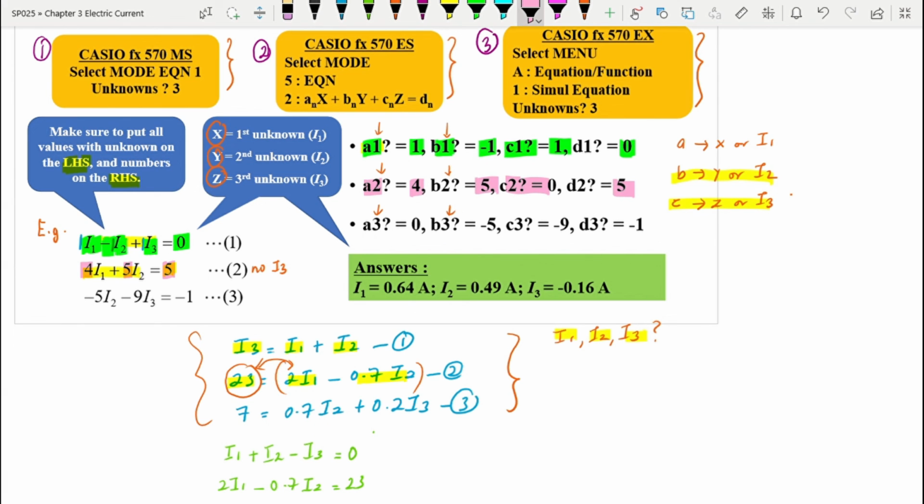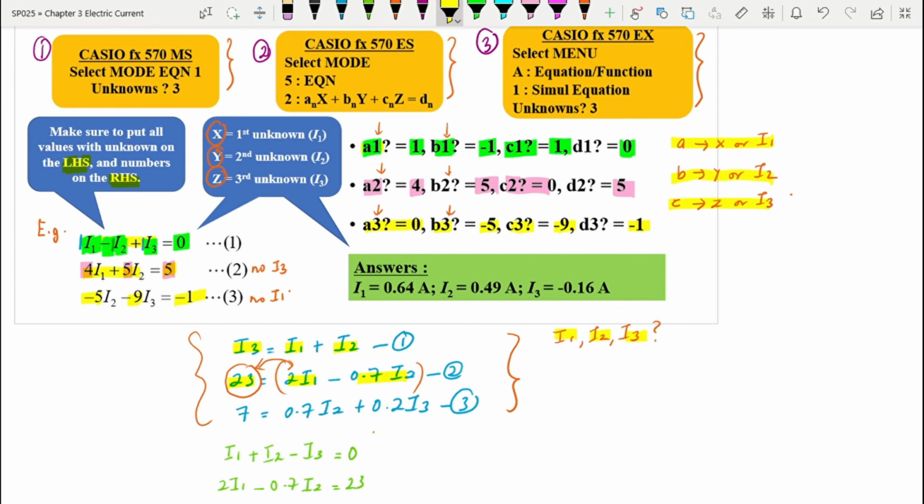Okay, begitu juga dengan equation yang ketiga. So A merujuk kepada I1. Okay, tetapi kita tak ada pun I1 dekat dalam equation 3. So kita terus label dia as 0. Okay, so tak ada I1. Lepas tu B merujuk pada I2. So I2 punya nilai negatif 5. So kita letaklah negatif 5 untuk B. Kemudian C negatif 9 merujuk kepada I3. Dan D negatif 1 merujuk kepada constant di sebelah kanan.